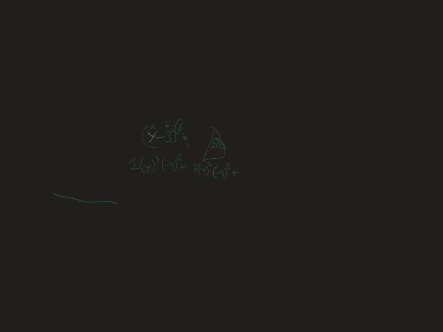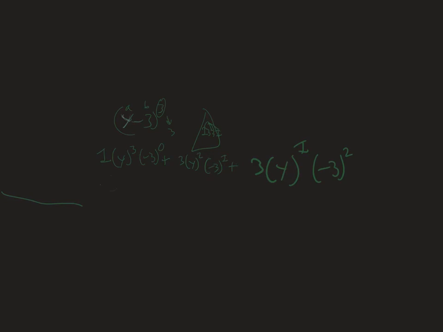So then we do the next coefficient, which is 3, and then we have y to the power of 1 this time, times negative 3 to the power of 2, and then plus 1. You see the pattern of the coefficients 1, 3, 3, 1 next to all these terms. We have y to the power of 0, negative 3 to the power of 3. So now we expand this even more.